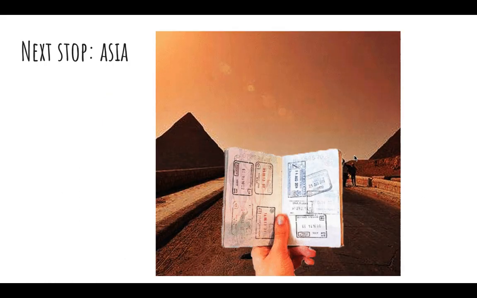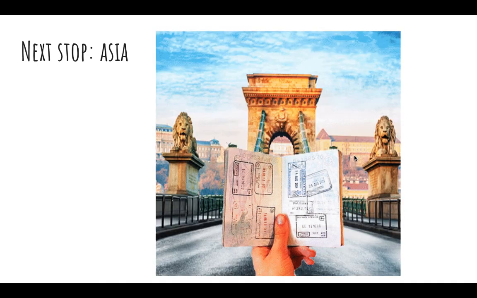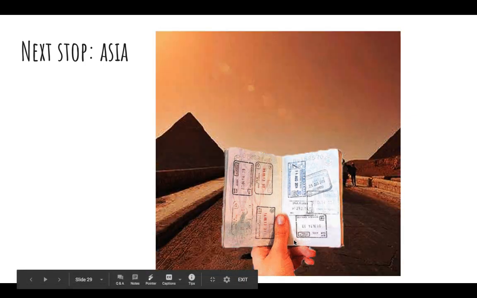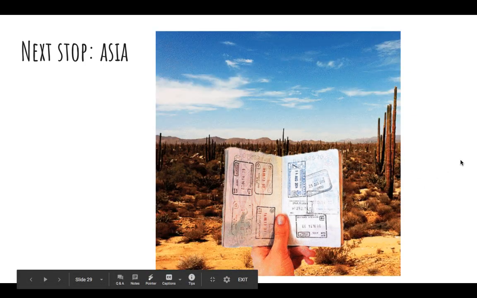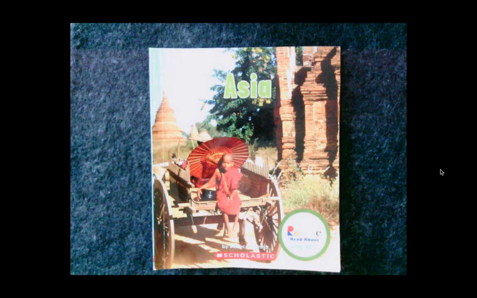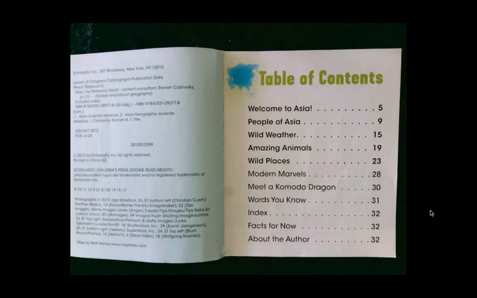So now, friends, we are on our way traveling. Next stop is Asia. And this, my friends, is a passport. That's what you'll need to travel as when you get older. And you might have one now. So, our new book, Asia. Again, here's the title page. It's from the same person as last time, by Rebecca Hirsch.